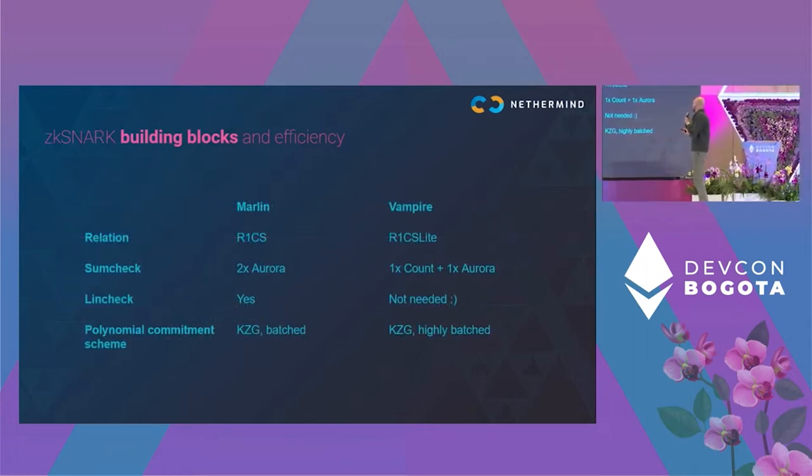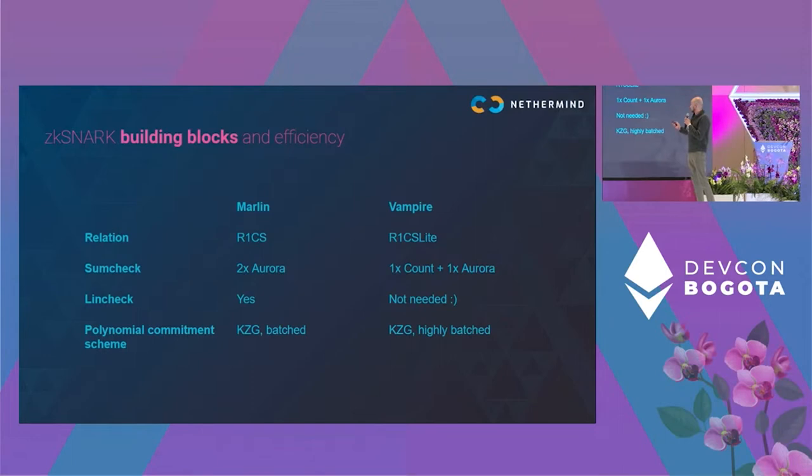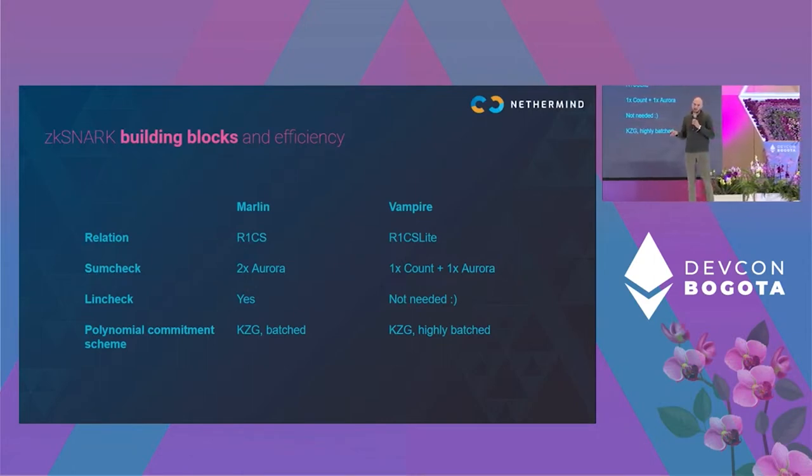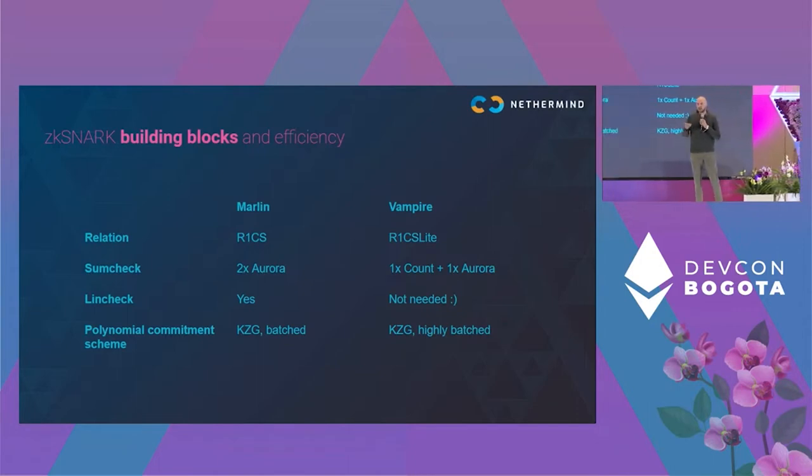To compare Marlin with our Vampire, there are several differences. First of all, Marlin is for R1CS, while Vampire is for R1CS Lite. Why it matters, I will say in a few slides. Then we have a sum check. Both Marlin and Vampire need two sum checks, but Marlin uses the Aurora sum check, and Vampire uses count and Aurora. Regarding lin check, Marlin requires it. We don't. Then there's batching of KZG, a polynomial commitment scheme. In the case of Marlin, it is batched, but we managed to batch it better.